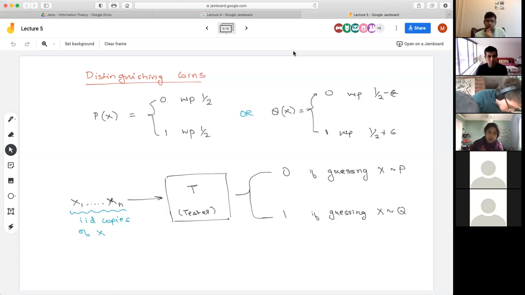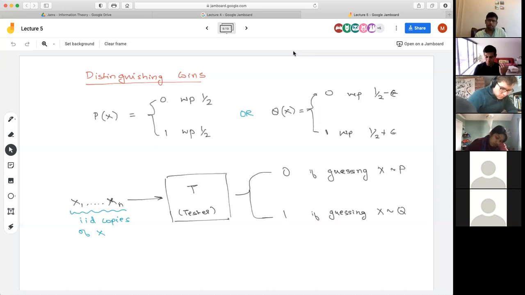So formally speaking, let's say we have two distributions. One is a fair coin, 0 or 1. You can think of 0 or 1 as heads or tails, whatever you like. So yeah, two values, you can name them whichever way you like. One is a fair coin. It comes up heads with probability half, tails with probability half. The other is a slightly biased coin. Let's say it comes up heads with probability half plus epsilon, tails with probability half minus epsilon.